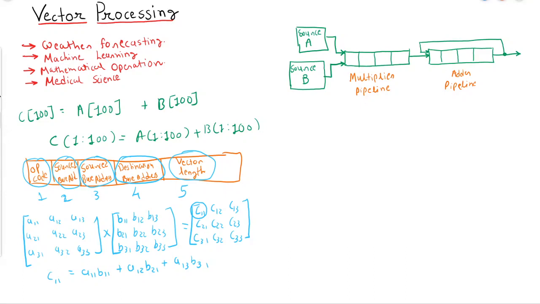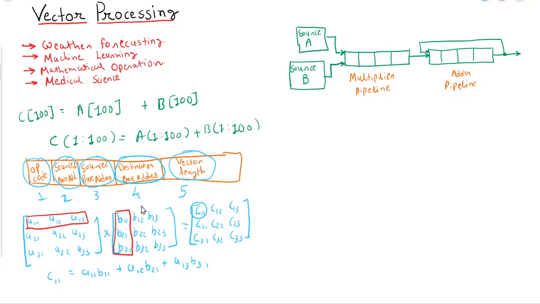Clear? It means from this matrix we will take a row, and from this matrix we will take a column. So we will get the value of C11. If we want to calculate the value of C12, then instead of the first column we will take the second column.